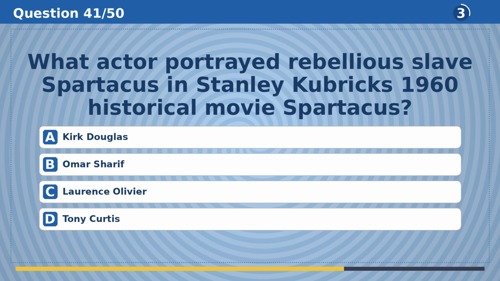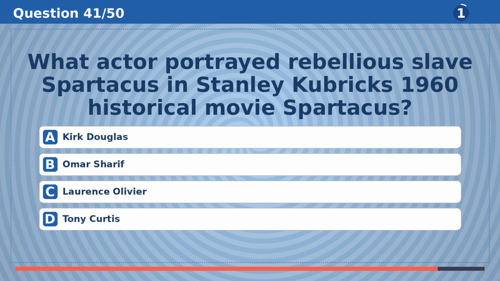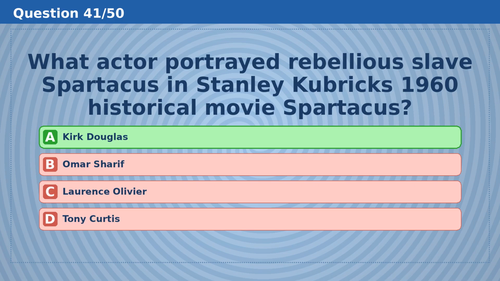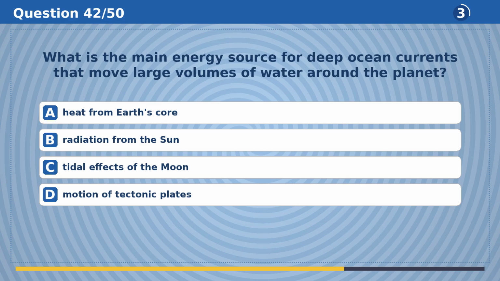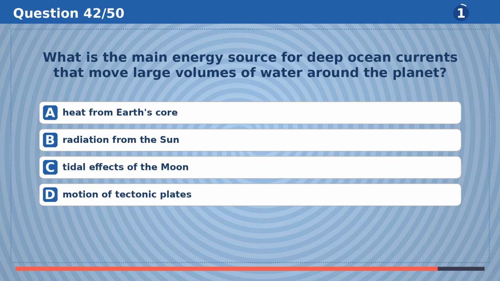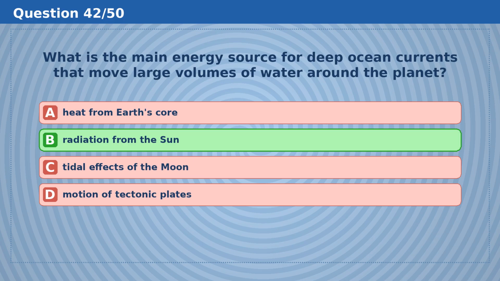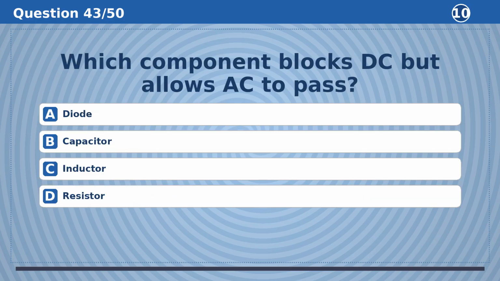What actor portrayed rebellious slave Spartacus in Stanley Kubrick's 1960 historical movie Spartacus? The answer is A. Kirk Douglas. What is the main energy source for deep ocean currents that move large volumes of water around the planet? The answer is B. Radiation from the sun.